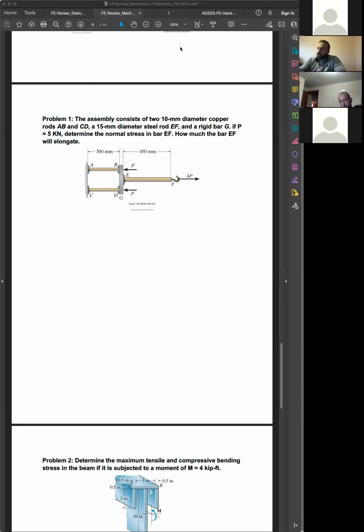If you want to solve these problems, finding the stress, always don't forget, for a stress we need internal forces.